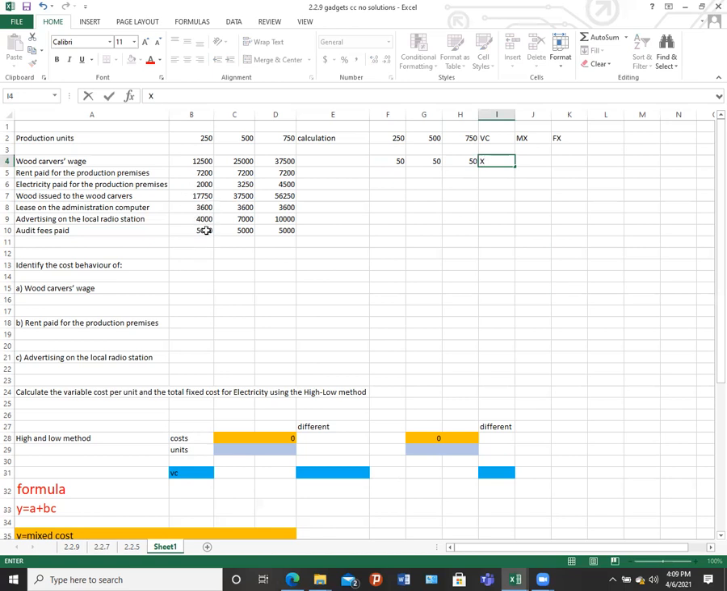This one is a fixed cost. The definition is that the total remains the same while the units produced change. Even if the cost per unit changes, we still pay how much? 5,000, guys. 5,000 for audit fee. No matter how many units we have produced, whether we produced 1 or 500 or 3, we are still going to pay how much? 5,000, guys. Oh, I understand, sir.